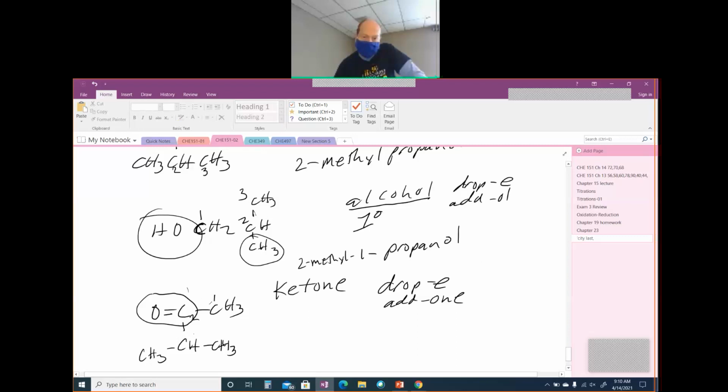1, 2, 3, 4. All right, so that is a butane. But we know it's a ketone, so we are dropping the E of butane and we're adding ONE, butanone. All right, and the lowest number possible for that C double bond O is a 2. So this is a 2 butanone. Off of carbon 3, you have a methyl. So 3 methyl, 2 butanone.